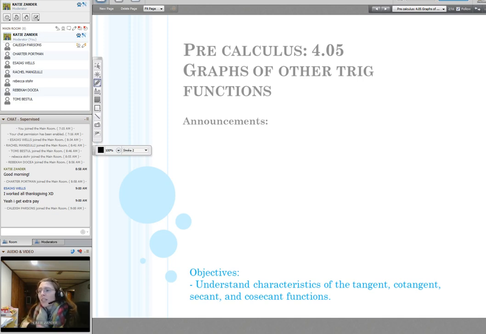All right, before we start with the lesson today, 4.05, were there any questions with 4.04 with the sine and cosine graphs? Yes, phase shift comes from adding and subtracting inside your parentheses and adding and subtracting outside of the parentheses.